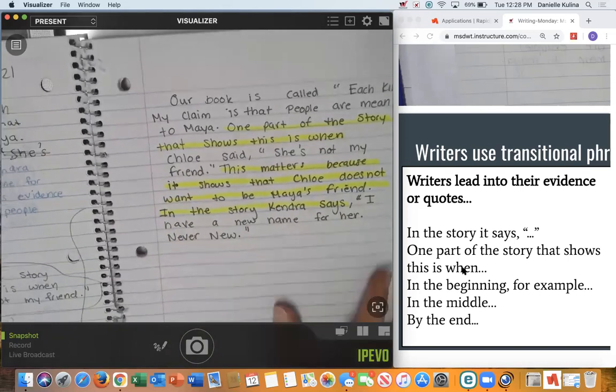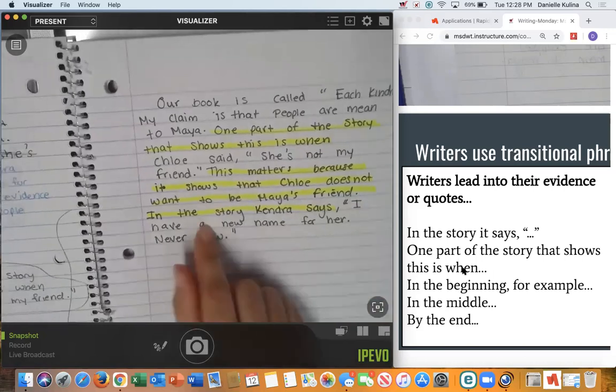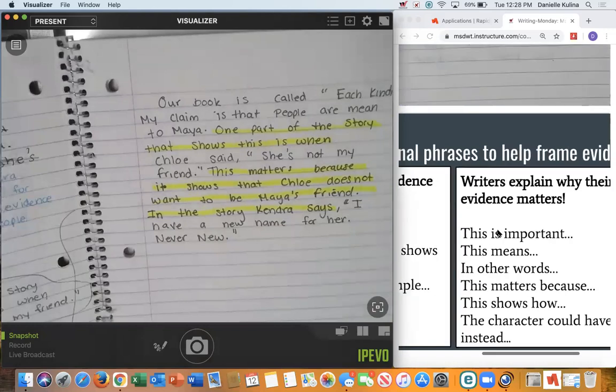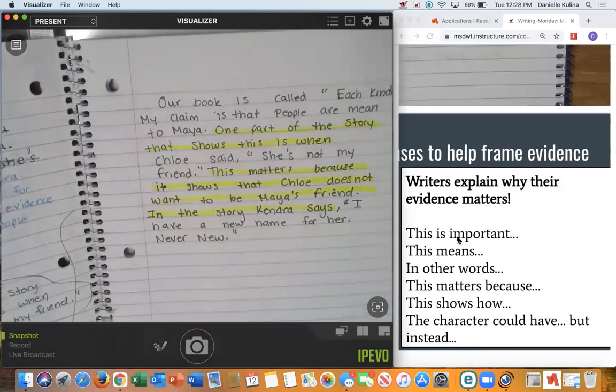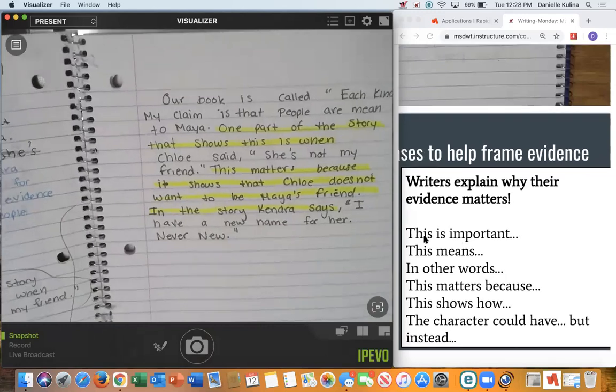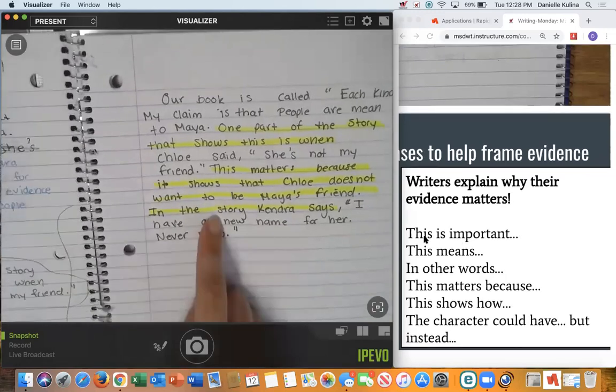We came up with a new phrase to introduce this quote. But now, remember, we have to come up with a reason. We have to explain why our evidence matters. So look at all these phrases we can use. I'll give you guys a minute to get this down.